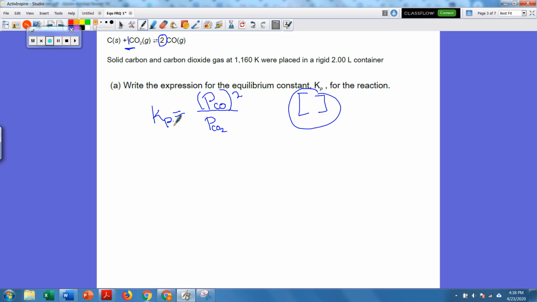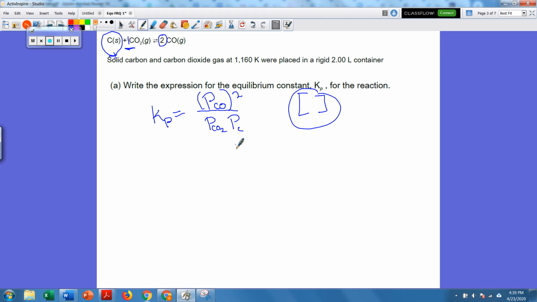Let me think. I'm just looking at my notes to see if there's anything else I want to talk about here. I think I covered that. Oh, yeah, one more thing. Why do I not have the solid carbon on the bottom? That's also a reactant. How come I don't have a P sub C down here?